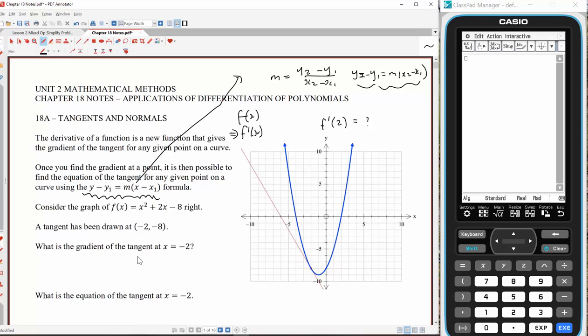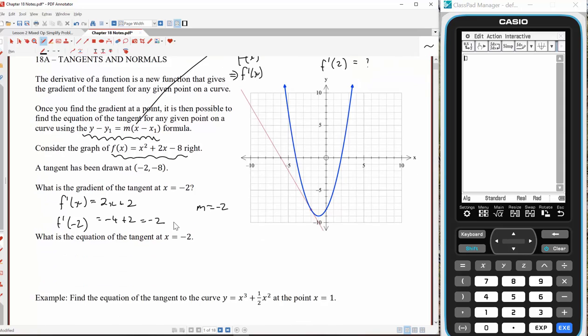All right, so first of all, what is the gradient of the tangent at x equals -2? So here's our original function. Remember, f of -2 gives us the y value at that point, which is -8. But if we want the gradient of the tangent, what we need is the gradient function. So let's get f dash x, the gradient function, and we've got 2x plus 2. That's the derivative of the original. Now we'll get the gradient of the tangent there. So f dash -2 equals 2 times -2, which is -4, plus 2 equals -2. So m, the gradient at this point, is equal to -2.